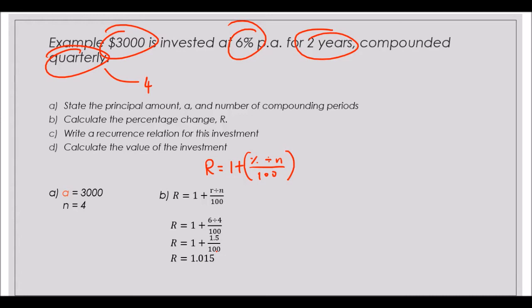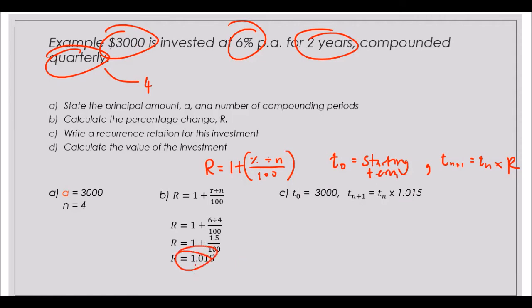Part C, let's write this in a recurrence relation. Remember, in a recurrence relation, you have to have T0. So what's the starting term? Now, remember, this is just for these sort of financial questions, because generally you'll have a starting term where you start off with a certain amount. And Tn plus 1 equals Tn times the R. That's what a recurrence relation should look like. So in this case, T0 is 3,000, from the question, and our R value, the value that we're multiplying by, is 1.015. And there it is.